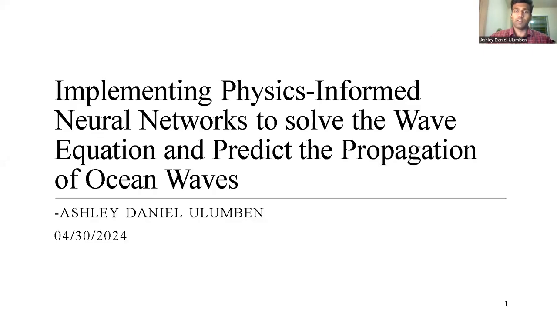My project is on physics-informed neural networks for predicting ocean wave propagation and elevation. The application is in monitoring how water waves in ocean and sea data near the coastal areas elevate and propagate at different times.